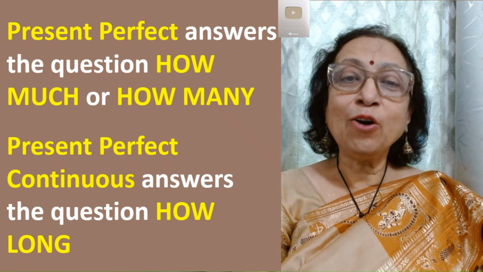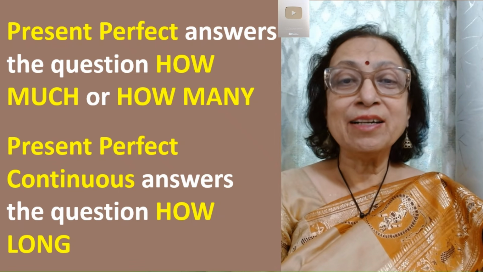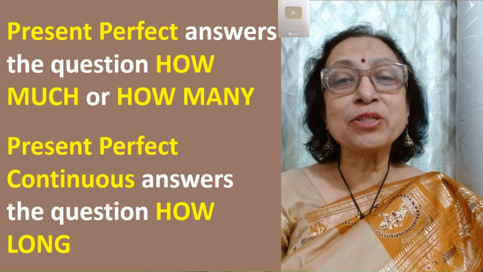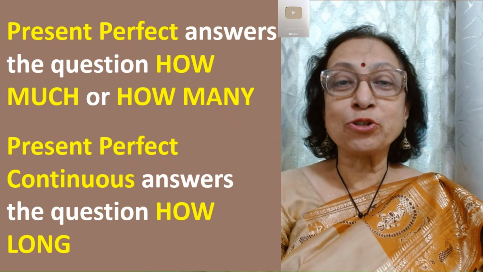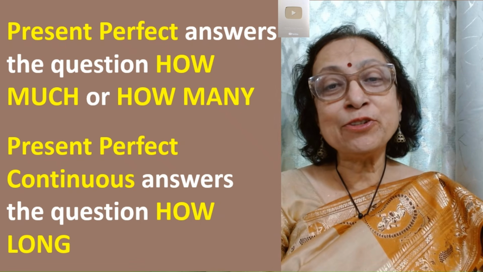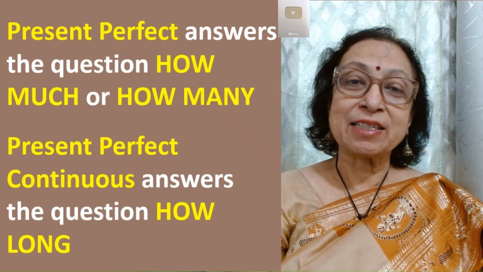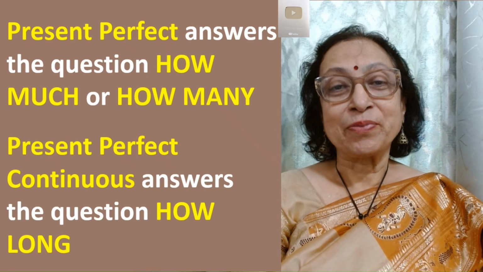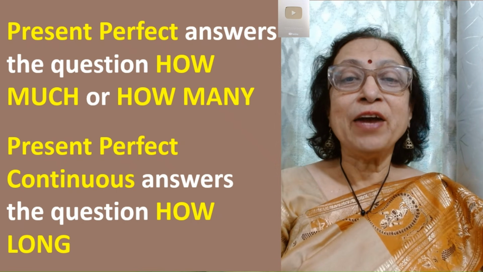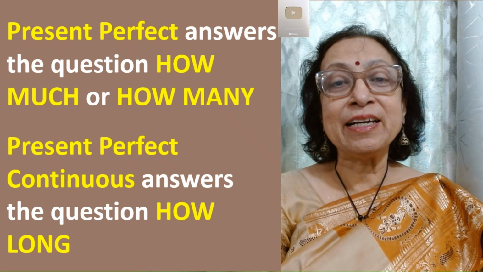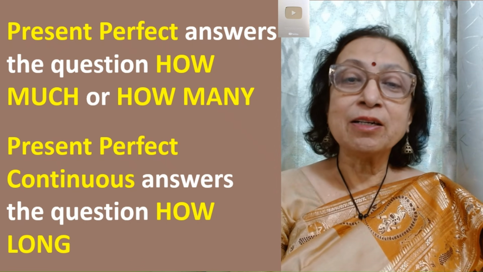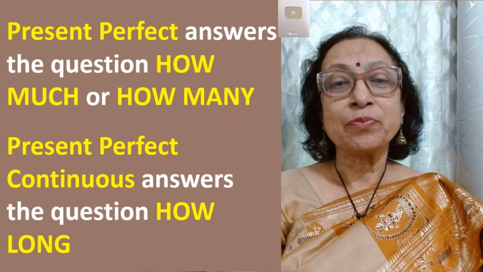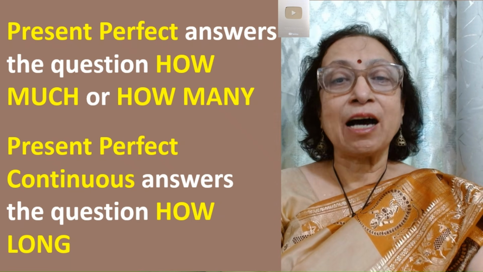Now let us see how you will decide which one to use. Should you use have plus verb or should you use have been plus verb? That is, should you use the perfect tense or the perfect continuous tense? This is a question many of you might feel like asking. I've given you clearly: when you have how much or how many, then you use the perfect tense, which implies completion. I will give you an example.